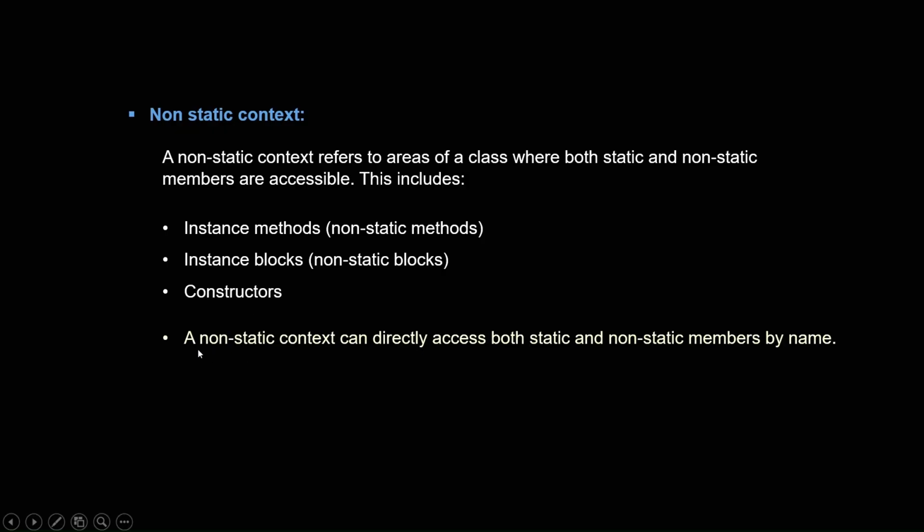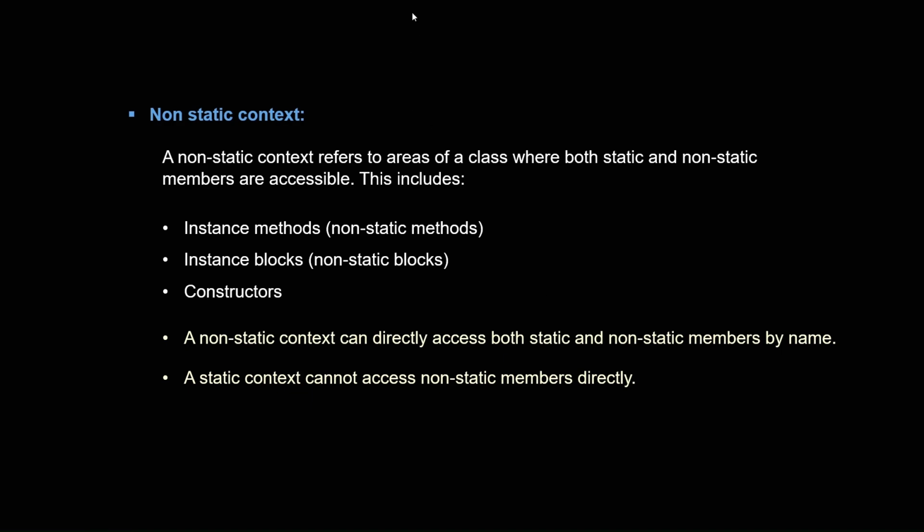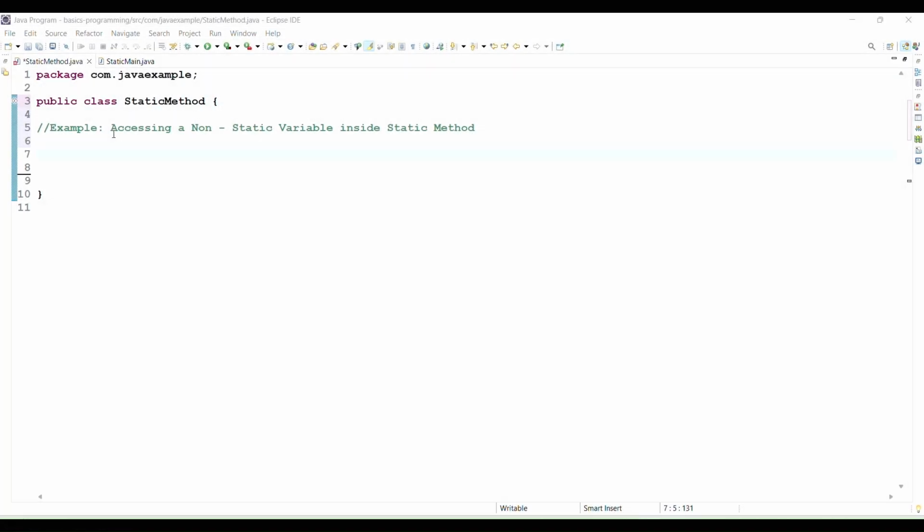And the key point of the static context: a non-static context can directly access both static and non-static members by name. You don't have to create an instance object. A static context cannot access non-static members directly. This is the difference between the static context and the non-static context. To understand the static context, let's take one example.